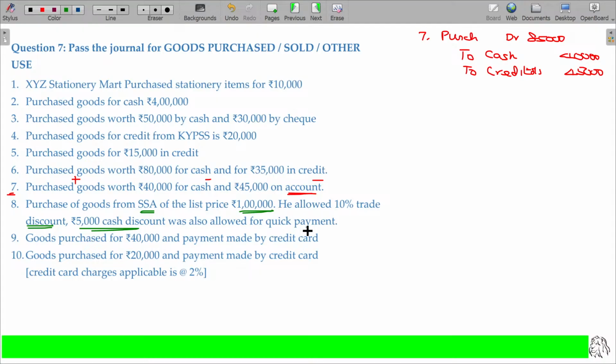So here we have seen 2 discount types. One is trade discount, another one is cash discount. Trade discount should not be shown in our books. While purchasing from the shop itself, they will offer, so 1 lakh, sir, today's offer, you can purchase it for 70,000 rupees. It means you are paying only 70,000 rupees. The 30 is immaterial. It's only for a namesake.